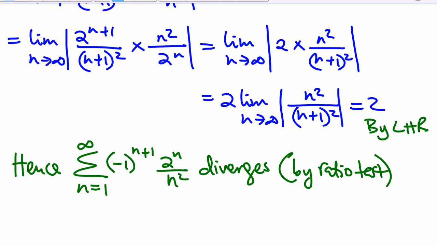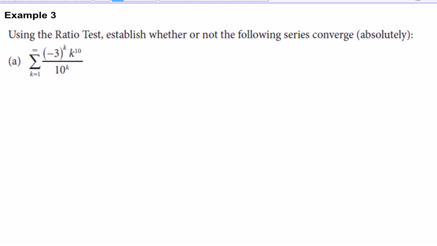Okay, let's carry on to the next question. Example 3: use the ratio test to establish whether or not the following series converge absolutely. Now here, like I said previously, I have -3. If I had -1, I would have ignored that bit. But I have (-3)^k, so there's no way I can ignore that.